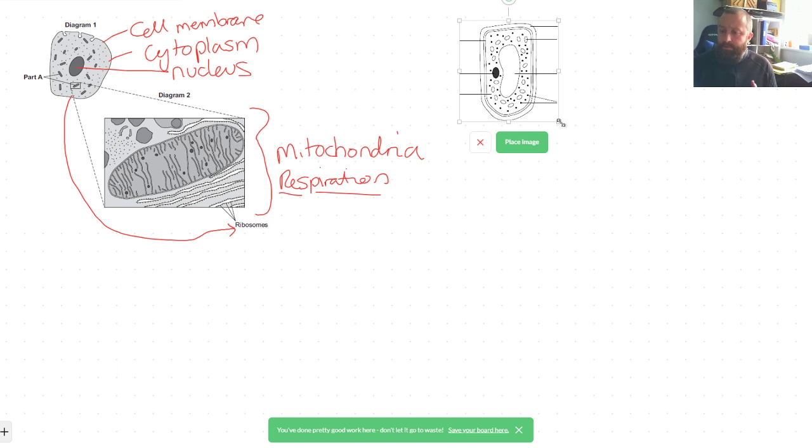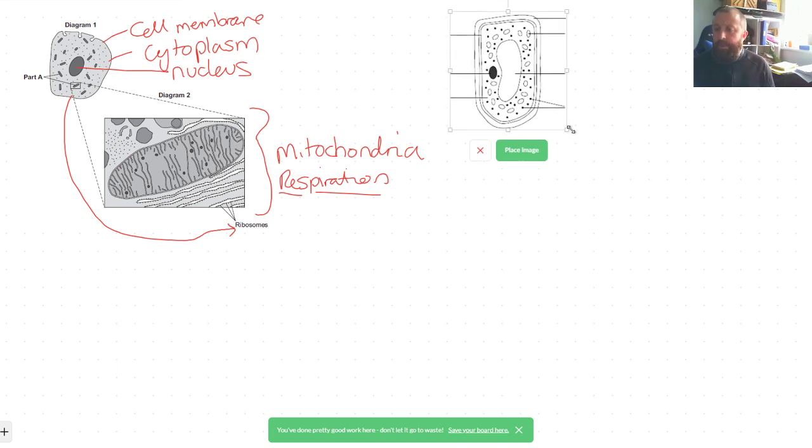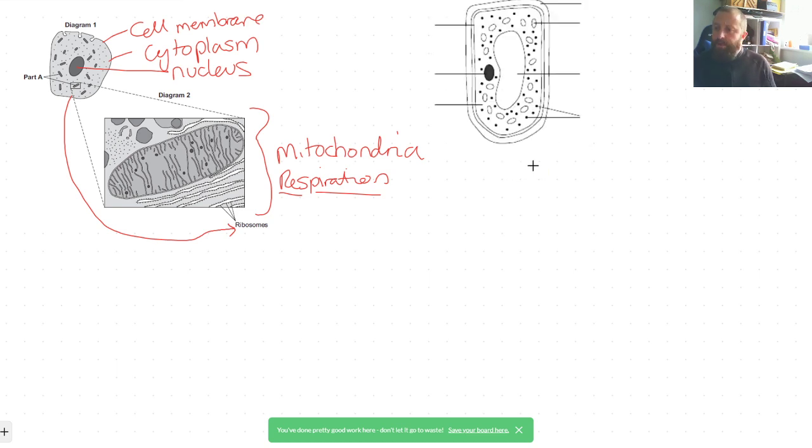So all of these diagrams, or most of these diagrams, have been taken straight from the exam board, so straight from AQA. So I'm trying to use those as much as I can. One, we're allowed to use them, and two, it gives you a bit more familiarity with what's going on.